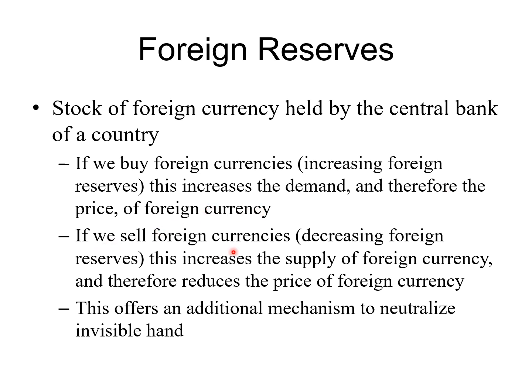So too, if we sell foreign currencies, decreasing the foreign reserve of them, this increases the supply of the foreign currency in the system and therefore reduces the price of the foreign currency. The reciprocal, this move, would also increase the price of the dollar. So this would create a dollar appreciation. Sell foreign currencies, dollar appreciates. Buy foreign currencies, dollar depreciates relative to the foreign currency. This is just an additional mechanism to neutralize the invisible hand.